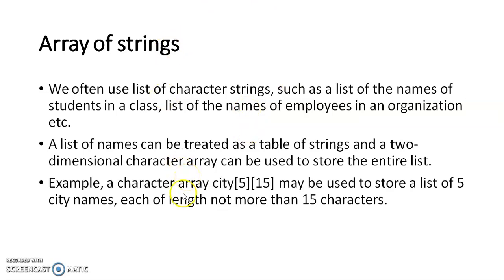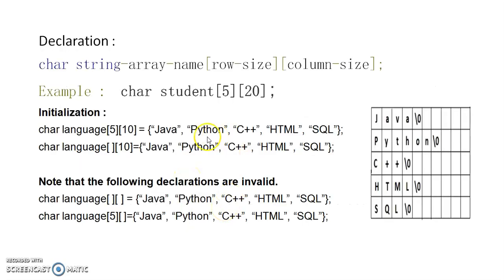So how do we declare an array of strings? The syntax is char string name followed by row size and column size. So this array of strings contains two dimensions. First dimension indicates the row size and second dimension indicates the column size. Example, char student[5][20]. So here we can store 5 students' names and the maximum length of the student name can be up to 19 characters.